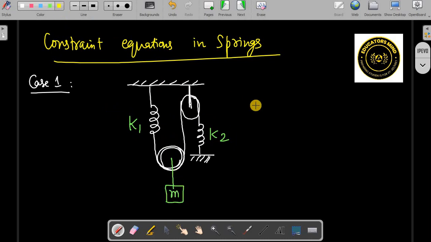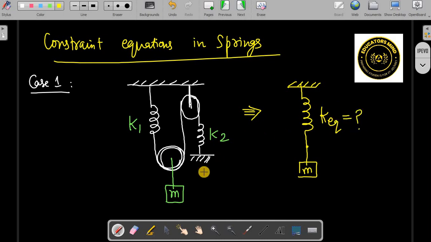Now they are asking that we want to reduce this system into an equivalent system. Equivalent means there will be just one spring and the same block is connected with that system. That's called an equivalent system. They are asking for the k equivalent of this system. We need to find k equivalent. So first we have to know how to solve this step by step.